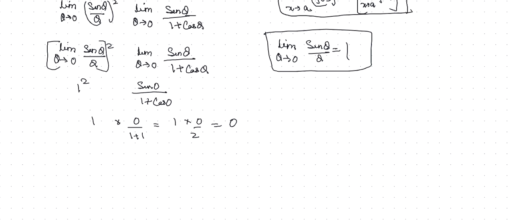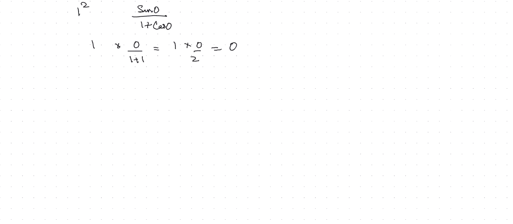Now the second question here uses absolute values. The function given is the absolute value of x minus 4 over x minus 4, where x is not equal to 4, and we have to find the limit at x equal to 4. Basically, how the function is behaving around 4.